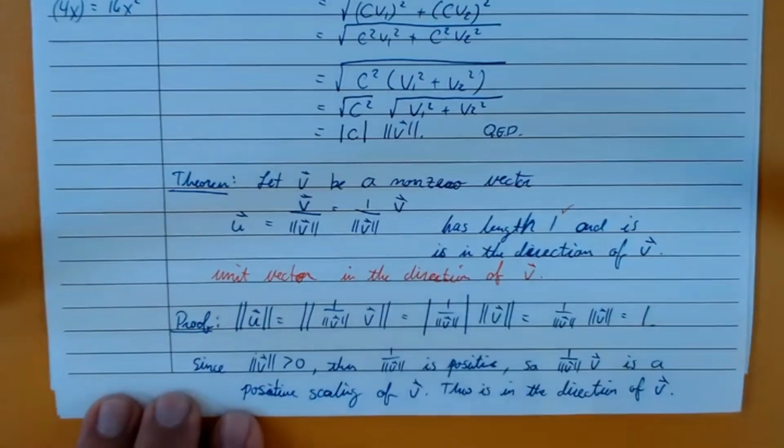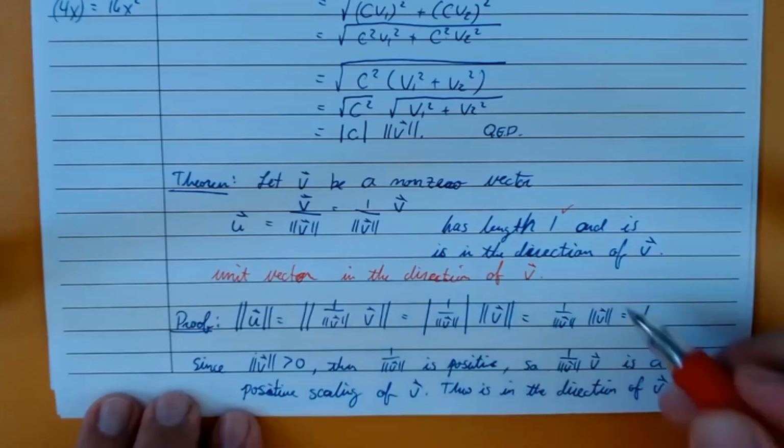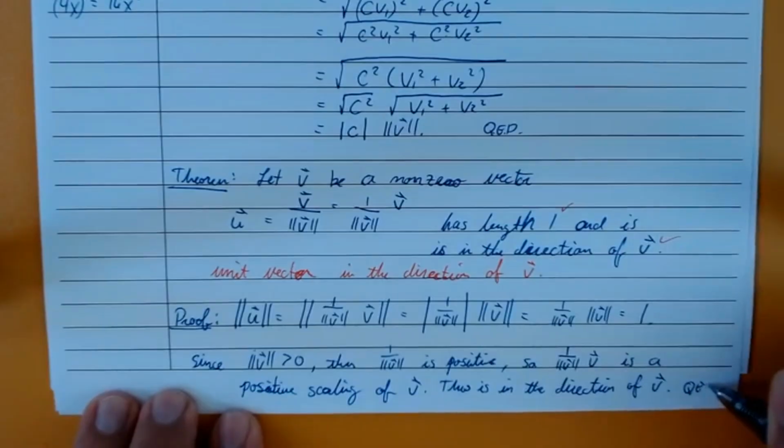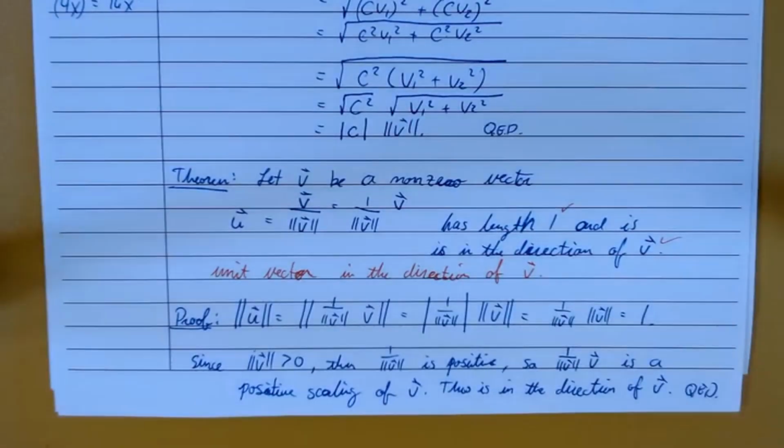All right, and that shows both of our parts. It has length 1 and is in the direction of v. And that concludes our proof. This is often useful enough. We probably want to see an example of doing this.